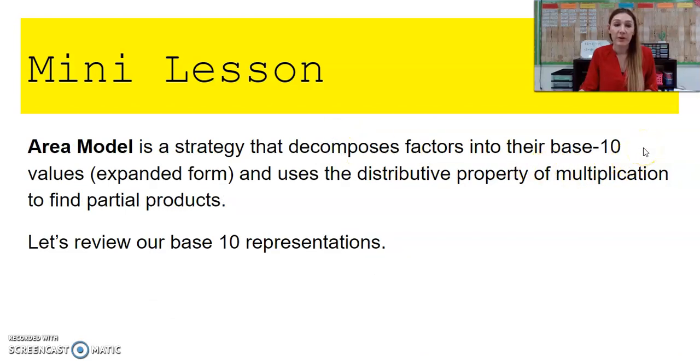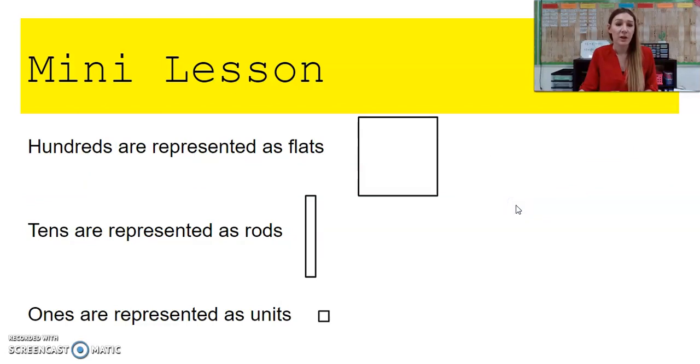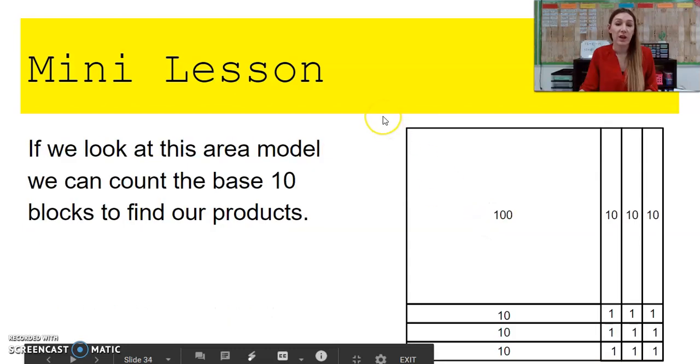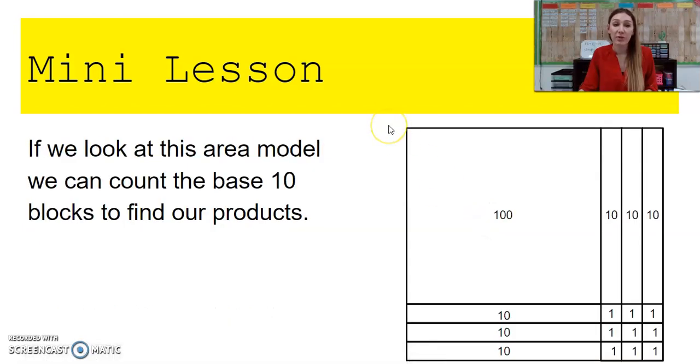168. Area model is a strategy that decomposes factors into their base 10 values, expanded form, and uses the distributive property of multiplication to find partial products. Let's review our base 10 representations. Remember, hundreds are represented as flats, tens are represented as rods, ones are represented as units. If we look at this area model, we can count the base 10 blocks to find our products.